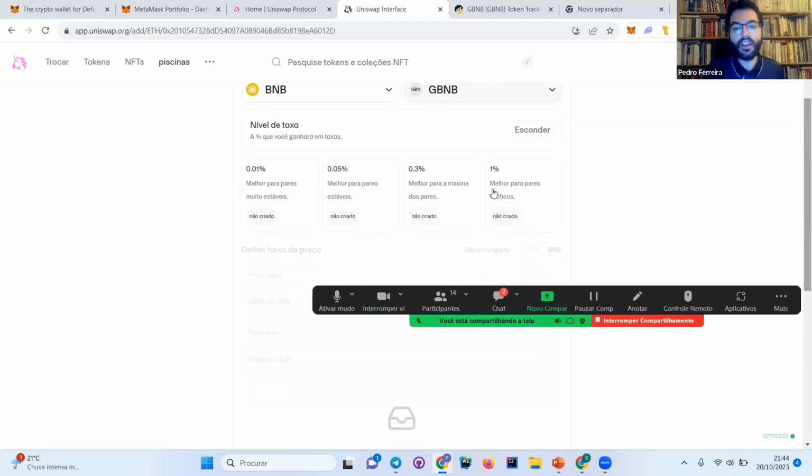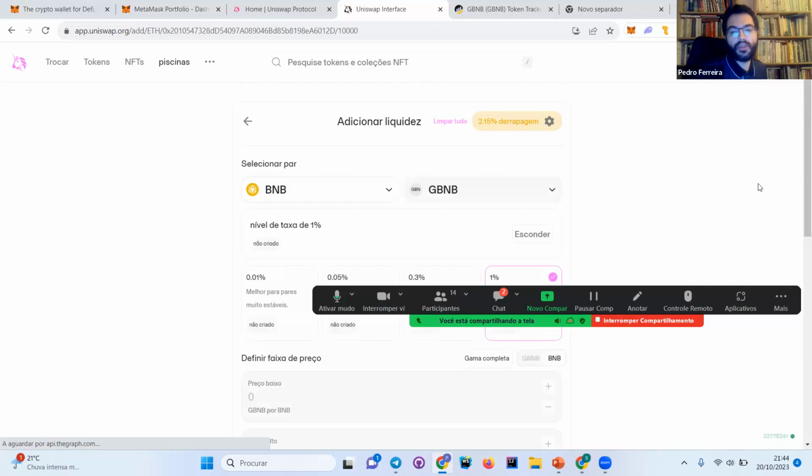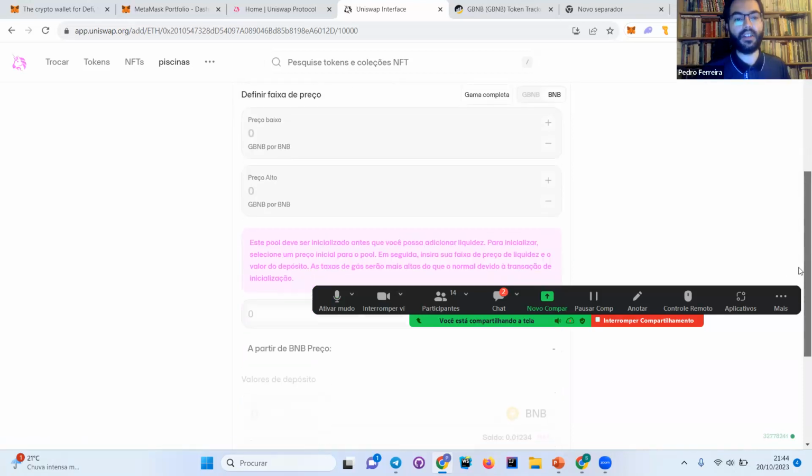In pairs like ours, where our token is very speculative, you need to give liquidity with a 1% fee, because you want your pool to earn fees a lot so other people put liquidity. So I'm going to set the fee at 1%. And what I'm going to do is say how much GBNB for BNB I want to place.